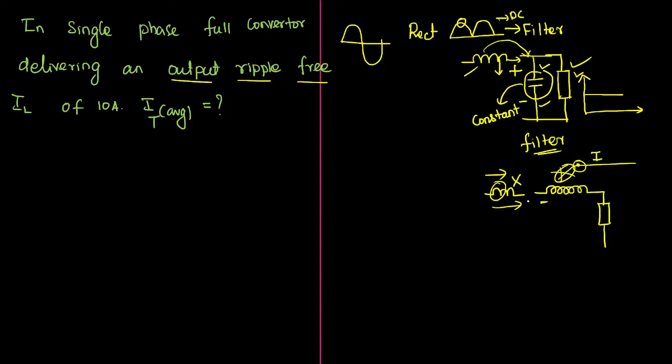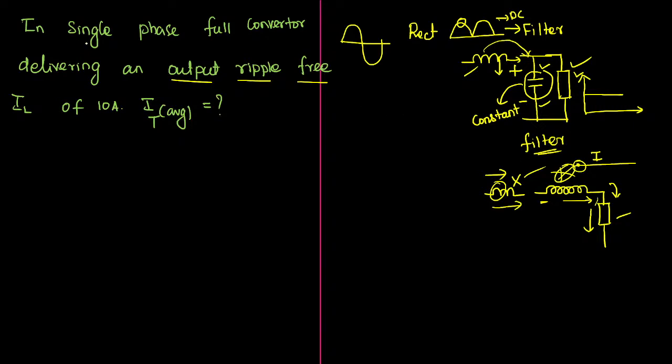Inductor current will become constant. Then it doesn't matter whether you are sending pulsating current or not. Output current will become constant because the inductor is connected in series with the load. So when the constant current starts flowing through the inductor, the same current will be flowing through the load also, such that the output current will become ripple free.